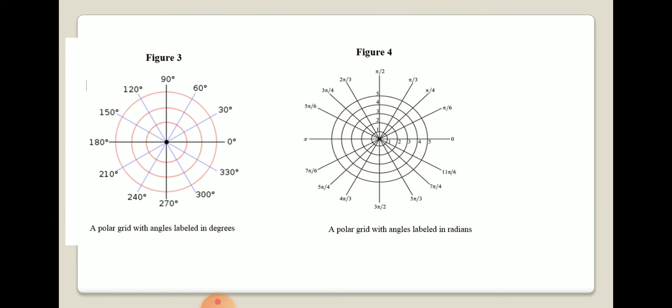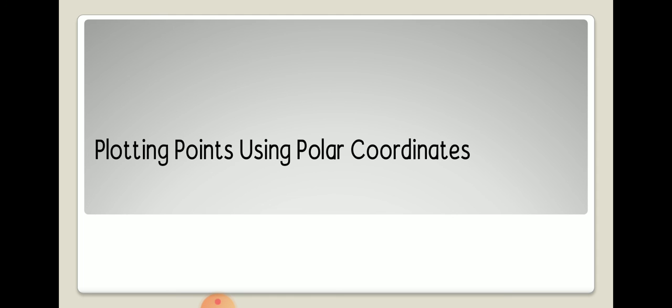This is the polar graph. So we have in Figure 3 a polar grid with angles labeled in degrees, and in Figure 4 a polar grid with angles labeled in radians. Figure 3 is in degrees, and Figure 4 is in radians.